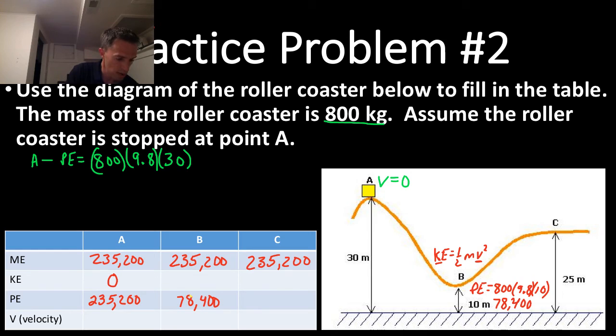So 235,200 subtract 78,400 will give us our answer. And so kinetic energy at point B is going to be 156,800. And so if you added these two together, they should add up to our mechanical energy.